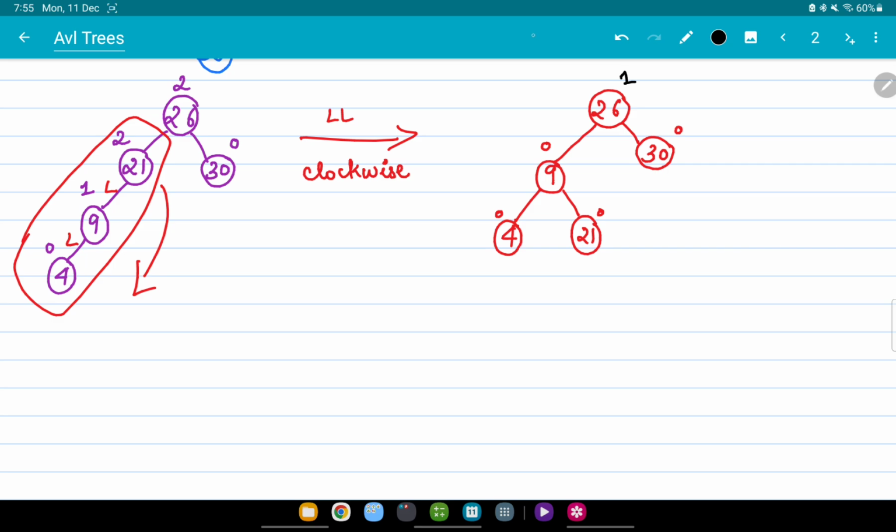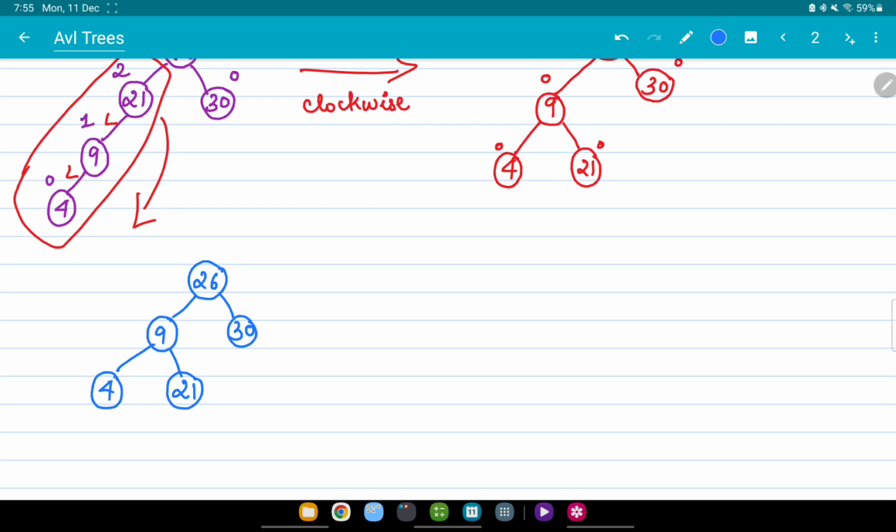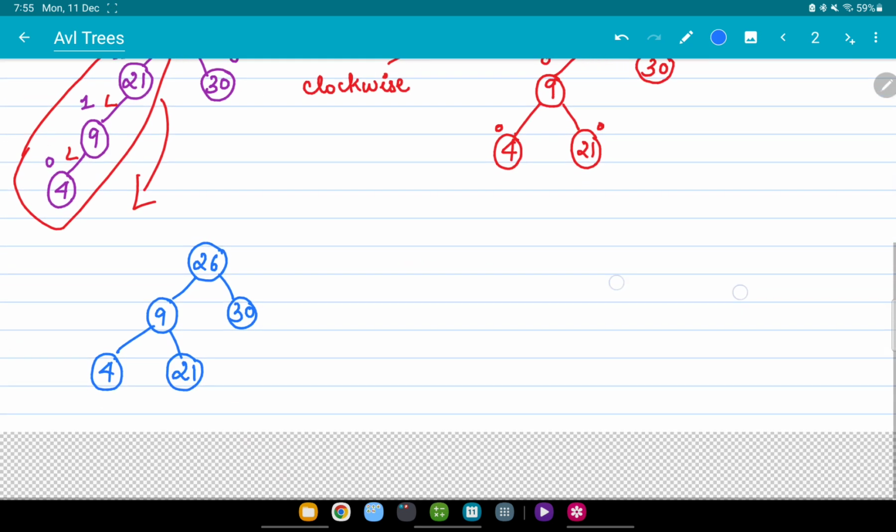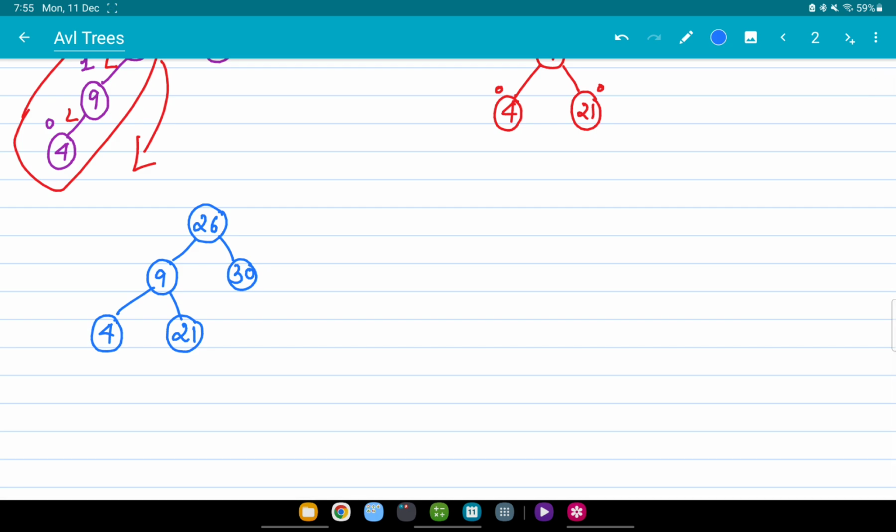Okay, let me write this whole thing again. So this is what we got just now. This is the exact same thing which I wrote over here once again. And we were supposed to insert 14. So how to insert 14?